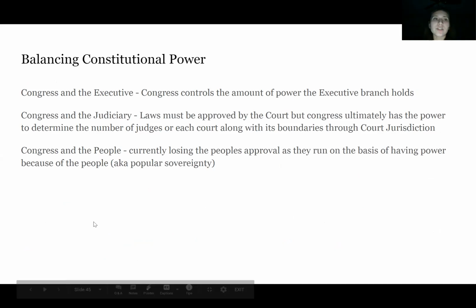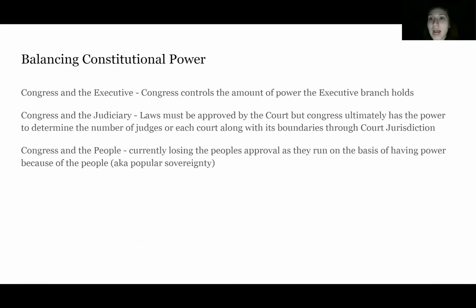Balancing constitutional powers. This is, I believe, our last slide, so good job for making it this far. I hope it's helpful. I'm going to get better at doing this, I promise.